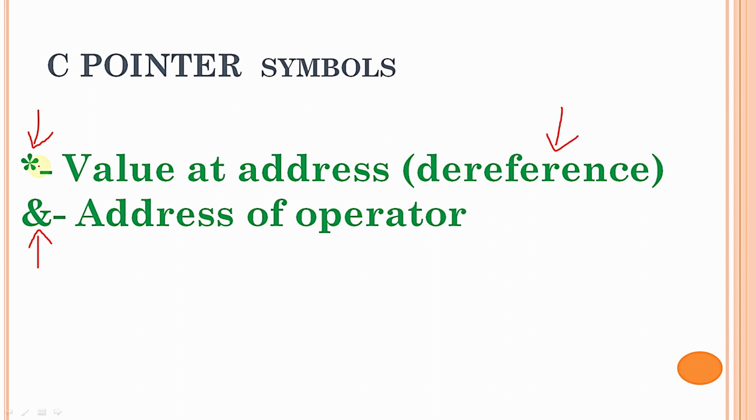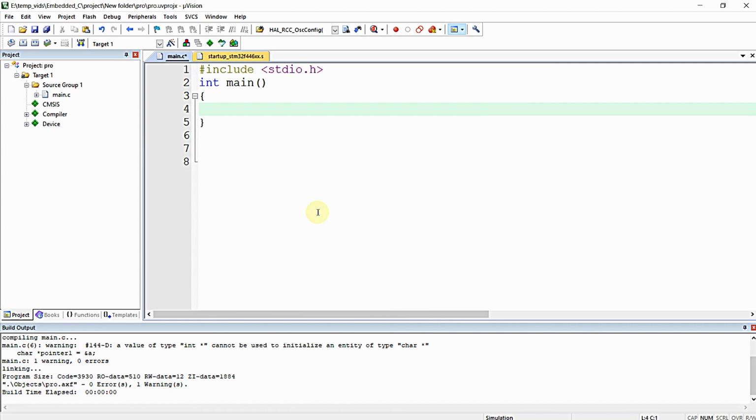So these are the applications of these two special symbols, asterisk and ampersand, that we will also be demonstrating in a while. So now let me open the Keil MicroVision IDE for practically demonstrating pointers in C language. Okay, now let us try to demonstrate the pointer practically. In this program, I'm going to declare a variable of type char. Let's take the variable name to be a.